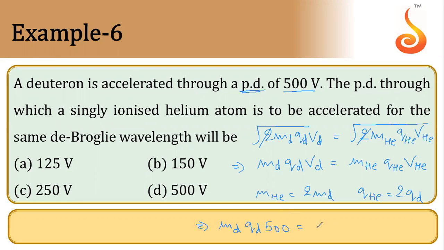In place of mass of helium, I am substituting 2 into mass of deuteron. In place of charge of helium, I am substituting 2 into charge of deuteron, into the potential difference through which helium has to be accelerated. So these terms will get cancelled. So you will get the potential difference through which helium has to be accelerated as 500 divided by 4, that will be 125 volt. So that will be our answer. That is option A. Thank you.